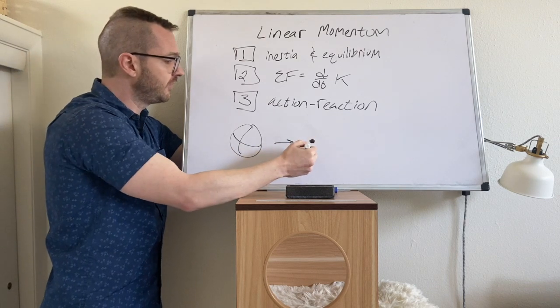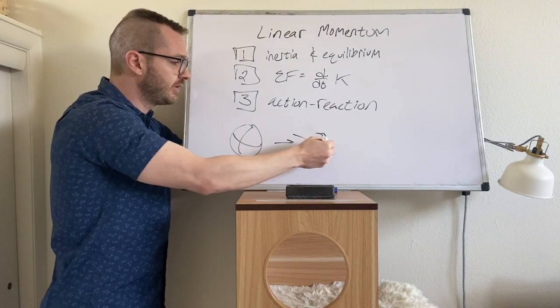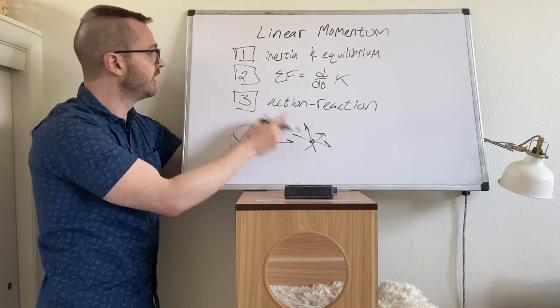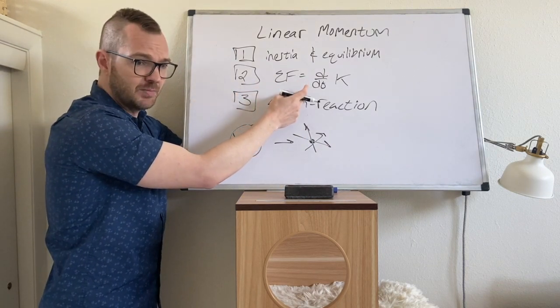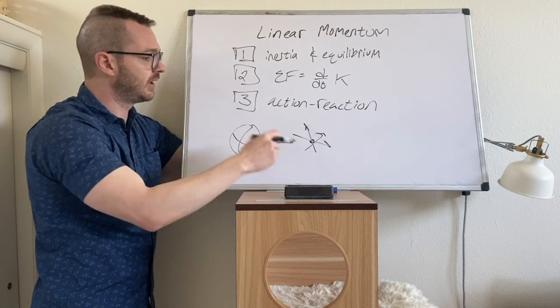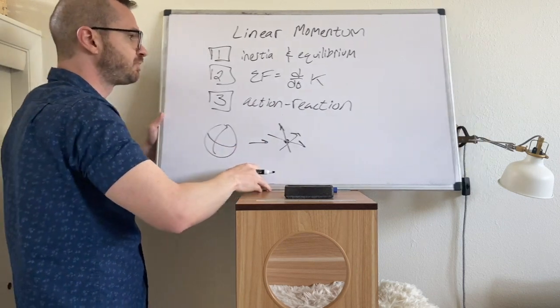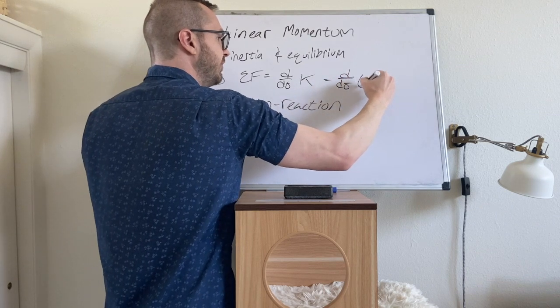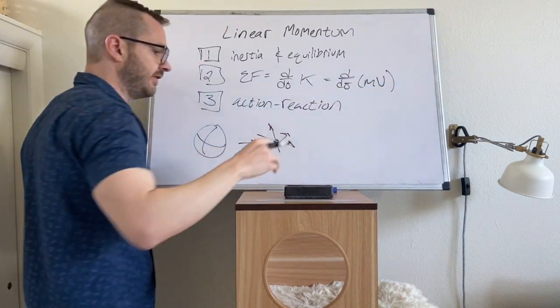The sum of forces on this particle, you could have a whole series of forces acting on it. The summation of those forces is going to equal the change in the linear momentum of that object. Now, what is the linear momentum? Well, linear momentum is mass times velocity.